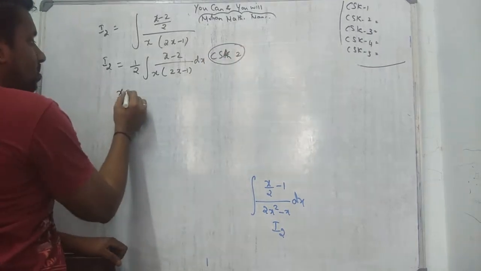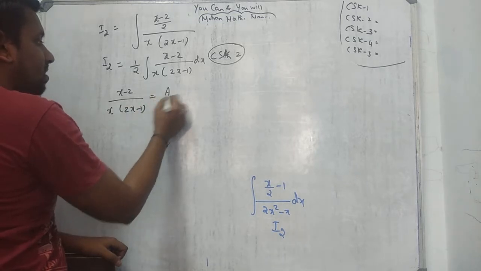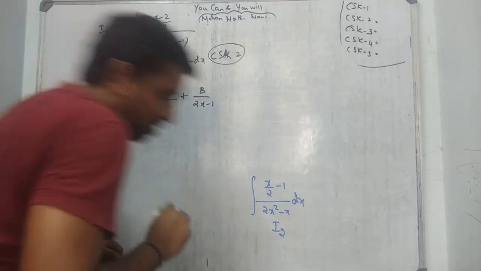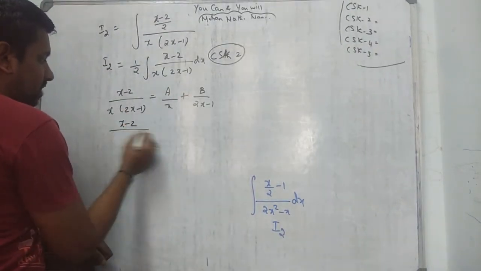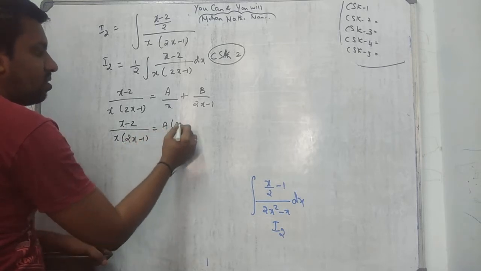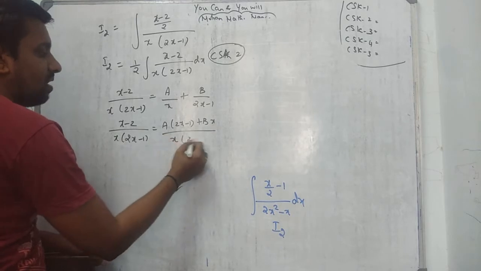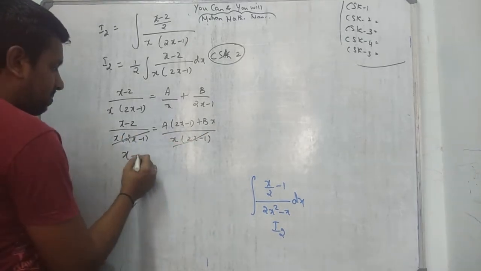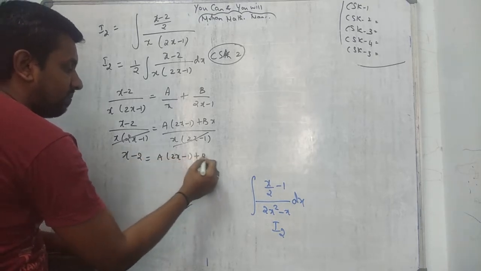Now, x minus 2 upon x into 2x minus 1 equals a upon first bracket, b upon second bracket, like this. Now the toughest sum will go on. Now normal LCM: x minus 2 over x into 2x minus 1 equals a into 2x minus 1 plus b into x upon x into 2x minus 1. For all the sums the denominators cancel. So x minus 2 equals a times 2x minus 1 plus b.